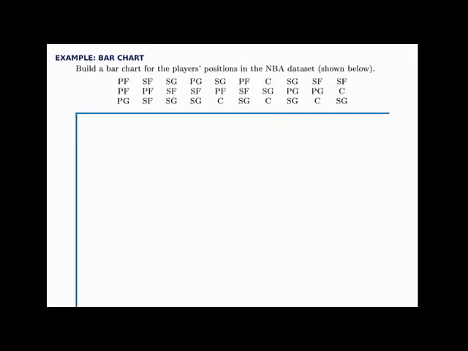Here we'll build a bar chart for this data set, which is the positions for the players in the NBA sample. Again, we have 30 observations falling into one of 5 categories: point guards, shooting guards, small forwards, power forwards, and centers. First, we need to find the frequency of each category, which means building the frequency table. But since we've already done that in a previous example, I won't go through in detail and count those. Rather, we'll just put the results here in this frequency table. We have the 5 positions and the frequencies. There are 4 point guards, 9 shooting guards, 7 small forwards, and 5 power forwards and 5 centers.